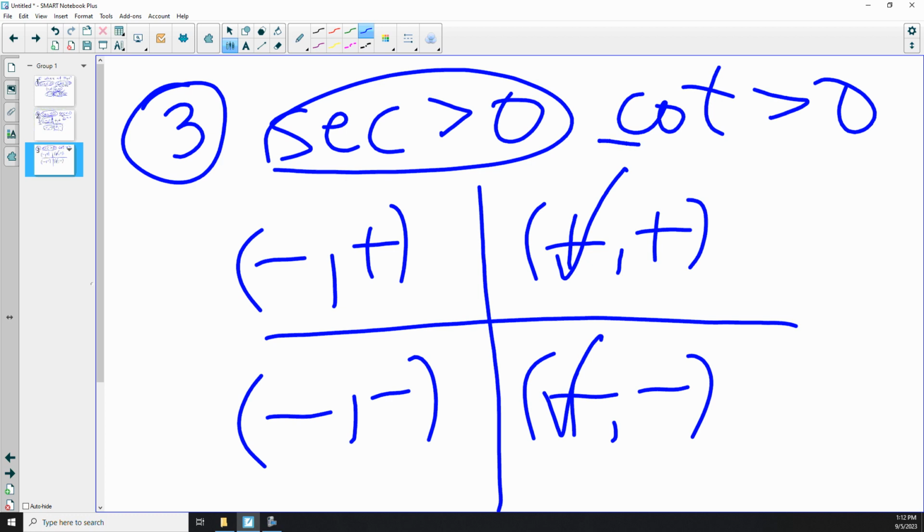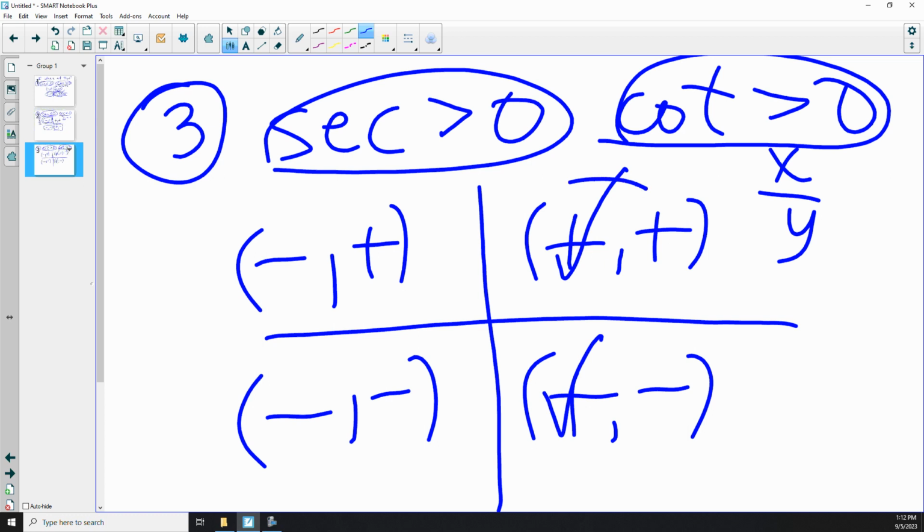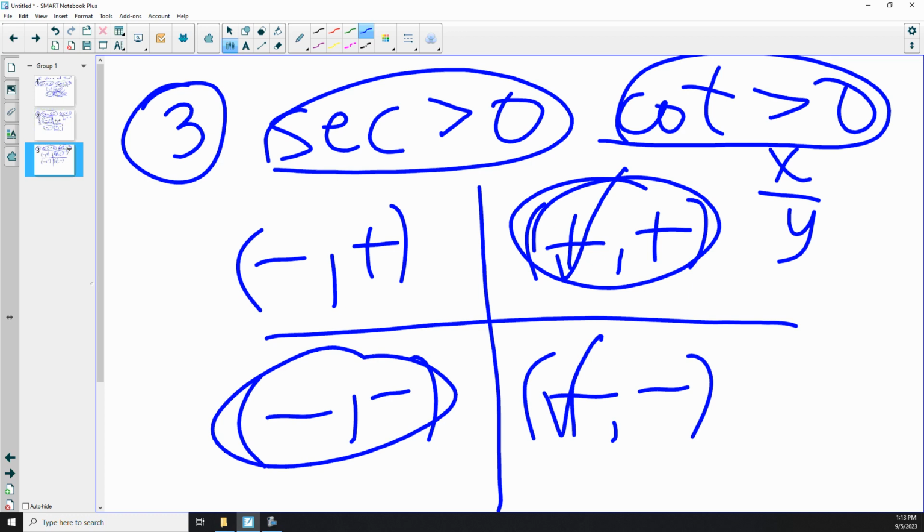And then how do I say cotangent? Cotangent is the x over the y, so for it to be greater than 0, they have to agree, right? They have to agree, which means we're either in agreeing plus plus or agreeing minus minus. The obvious answer is 1. Y'all okay?